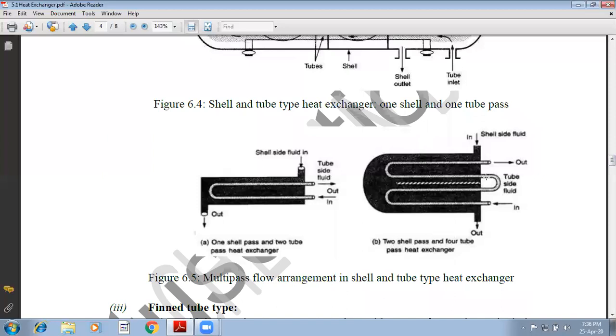So this is 2 shell pass and 4 tube. This is 1 shell pass and 2 tube heat exchanger.